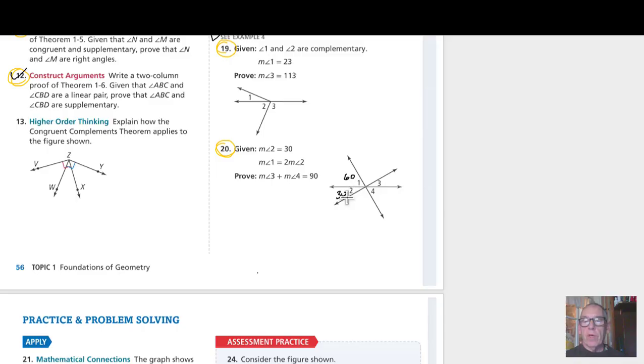By vertical angles, angle 2 and angle 3 are congruent. It's our vertical angles theorem. And angle 1 and angle 4 are congruent. So if the angle 1 and angle 2 add up to 90 degrees, since they're congruent to 3 and 4, then 3 and 4 must also add up to 90 degrees. So that's how this proof is going to need to go.